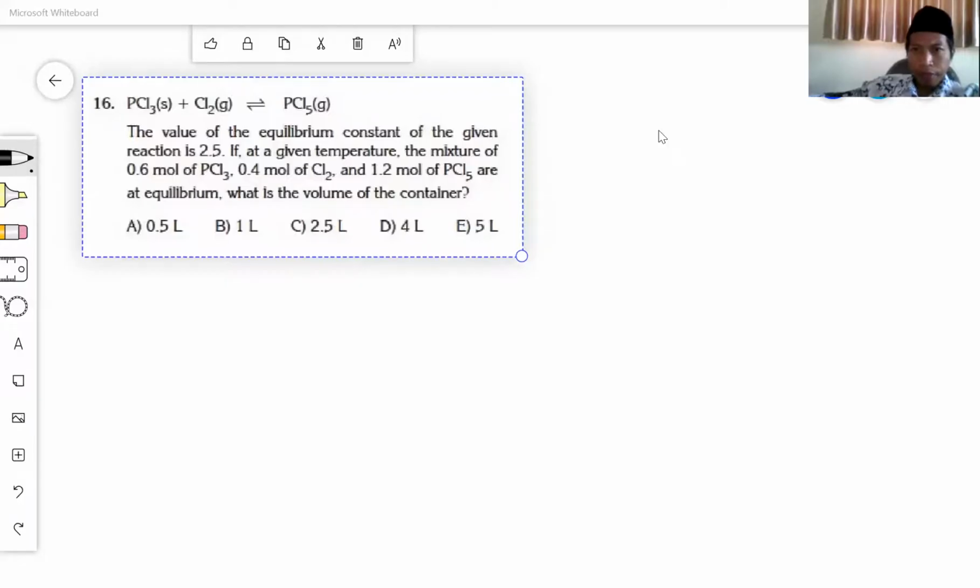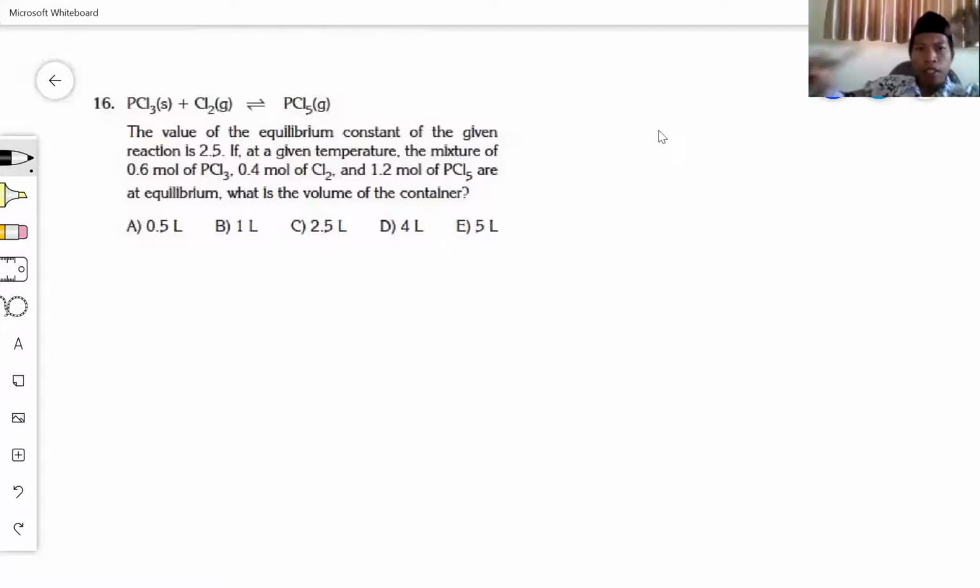Can you see now? The value of the equilibrium constant of the given reaction is 2.5. If at given temperature, the mixture of 0.6 mol PCl3, 0.4 mol of Cl2, and 1.2 mol of PCl5 are at equilibrium, what is the volume of the container?